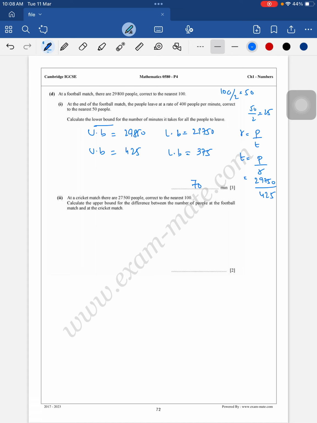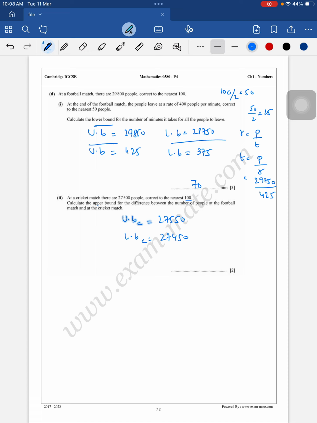Correct to the nearest 100. Calculate the upper bound for the difference between the number of people at the football match and the cricket match. Okay, so for the cricket match, people upper bound cricket. Nearest 100 means 50, 27,500 plus 50, 27,550. Lower bound for cricket is 27,450. Okay, and for the football we have over here upper bound and lower bound.